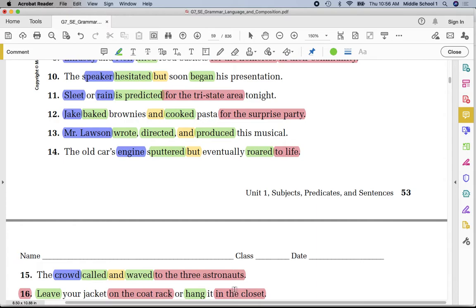Take a minute, please, and look at numbers 17 and 18. Underline what you think is the simple subject once, simple predicate twice, and put parentheses around any prepositional phrase. Numbers 17 and 18. I'll give you a minute to take a look at them, and then we'll see if you answered your responses correctly.